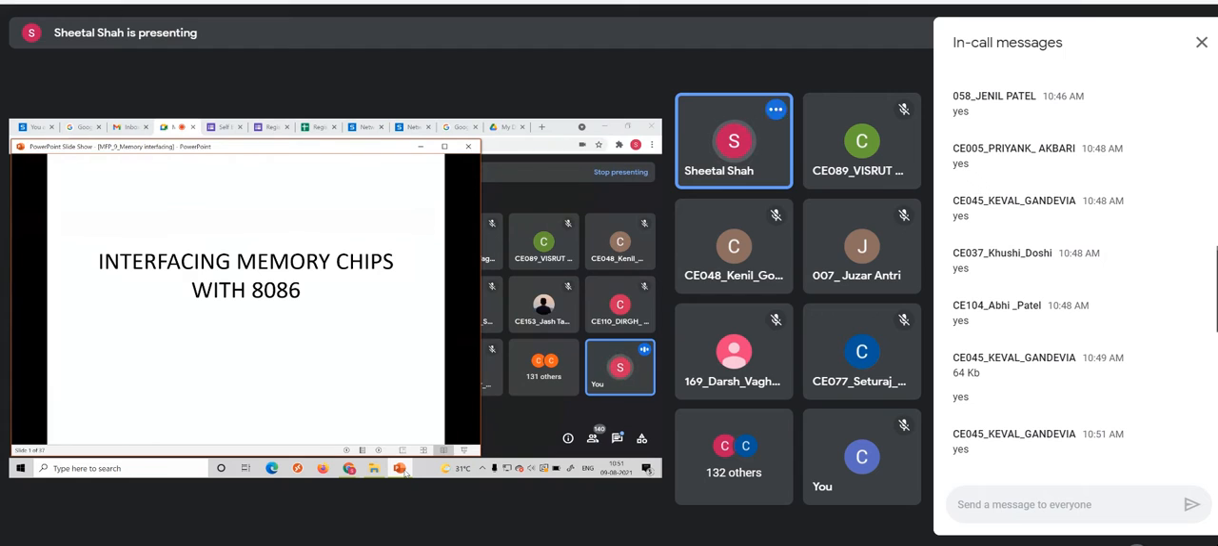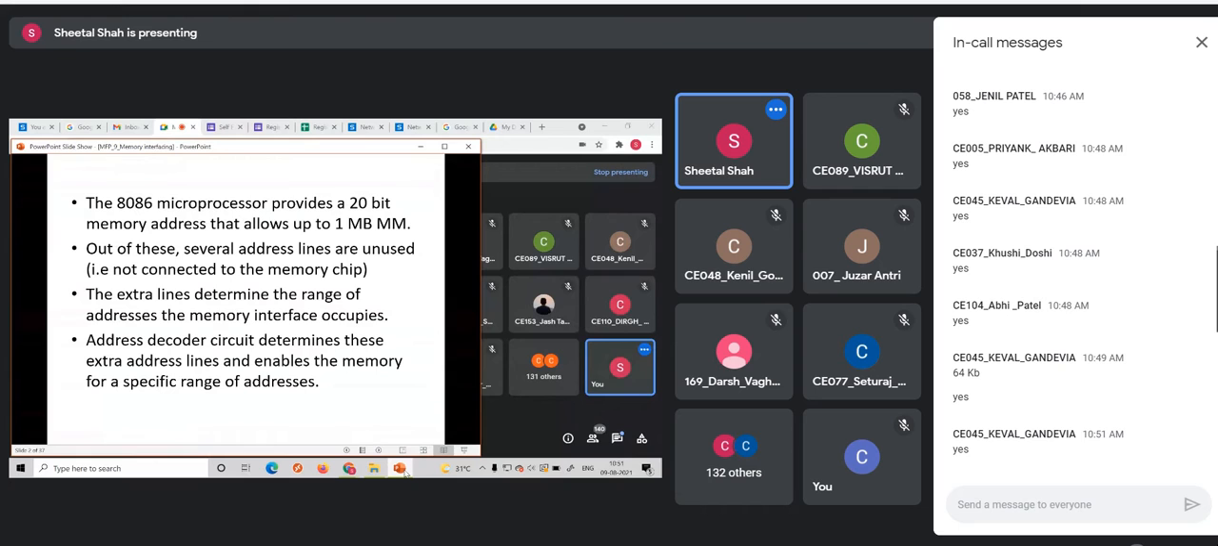So in today's session, we'll be studying how to interface the memory ICs with the microprocessor. If you have any doubts, you can ask me. This is what we have discussed. The processor has a 20-bit memory address, and the maximum allowed capacity of the main memory is 1 megabyte. Out of this, as I said, the ICs may not be of 1 megabyte, so only some of the address lines are directly connected to the address lines of the IC.